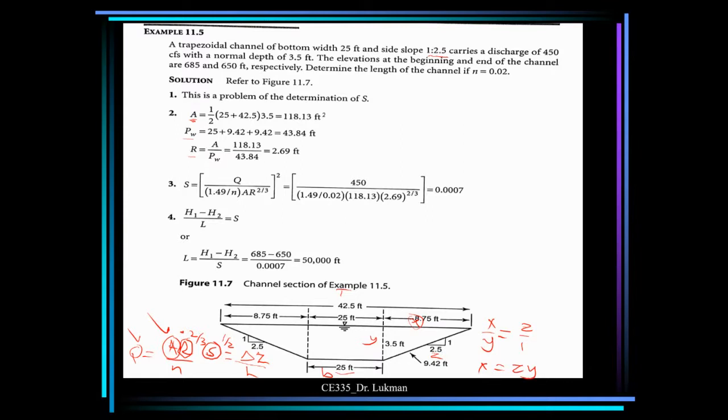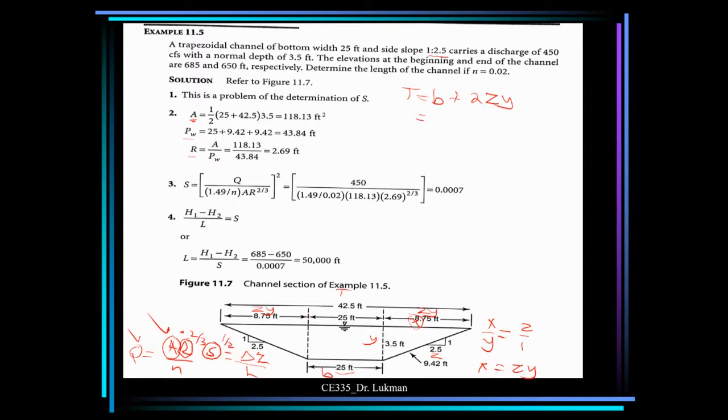Z is the horizontal component of the slope, because the slope is usually given as 1 to something. 1 is the vertical, and the horizontal component of the slope is Z. So X is equal to ZY. This portion is simply ZY, and this one is also ZY. So the top width for a trapezium is going to be B, which is this one, plus 2ZY.